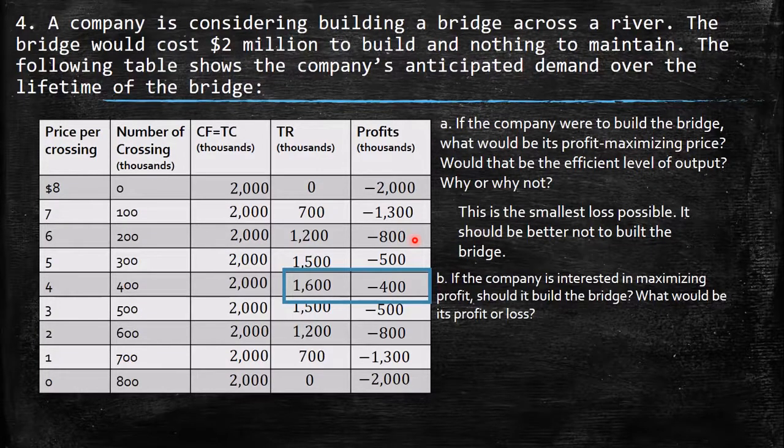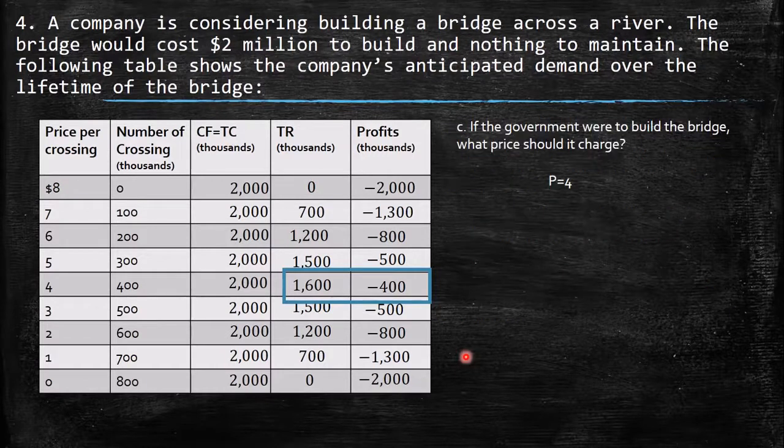B, if the company is interested in maximizing profit, should it build a bridge? What would be its profit or loss? Then again, this one is going to be the quantity produced, but maybe they shouldn't build the bridge, because they're going to have a loss for doing that.